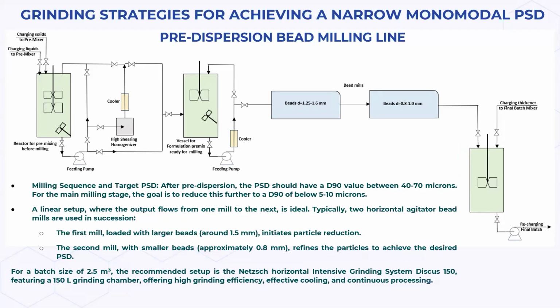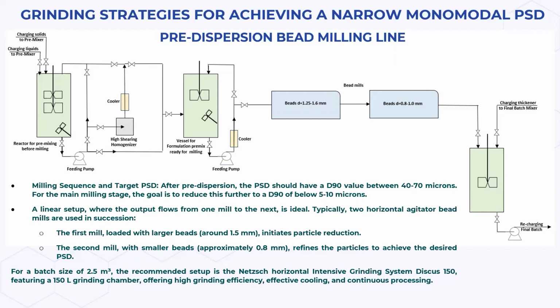Milling sequence and target PSD. After predispersion, the PSD should have a D90 value between 40 to 70 microns. For the main milling stage, the goal is to reduce this further to a D90 of 5 to 10 microns. A linear setup where the output flows from one mill to the next is ideal. Typically, 2 horizontal agitator bead mills are used in succession.